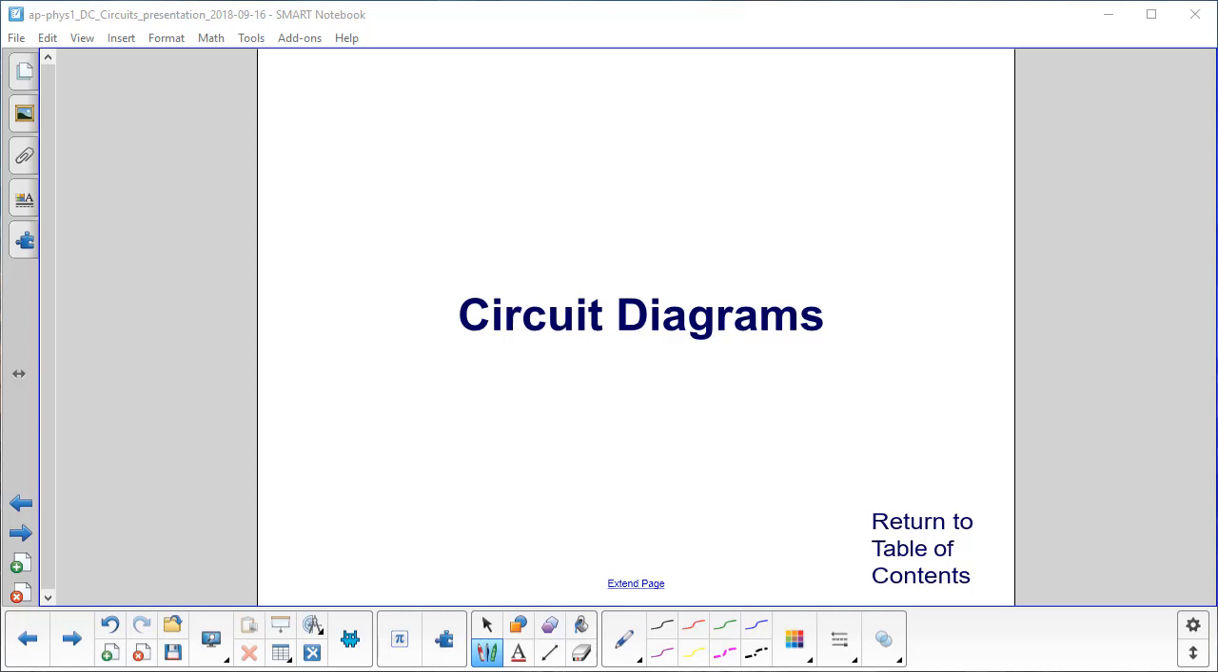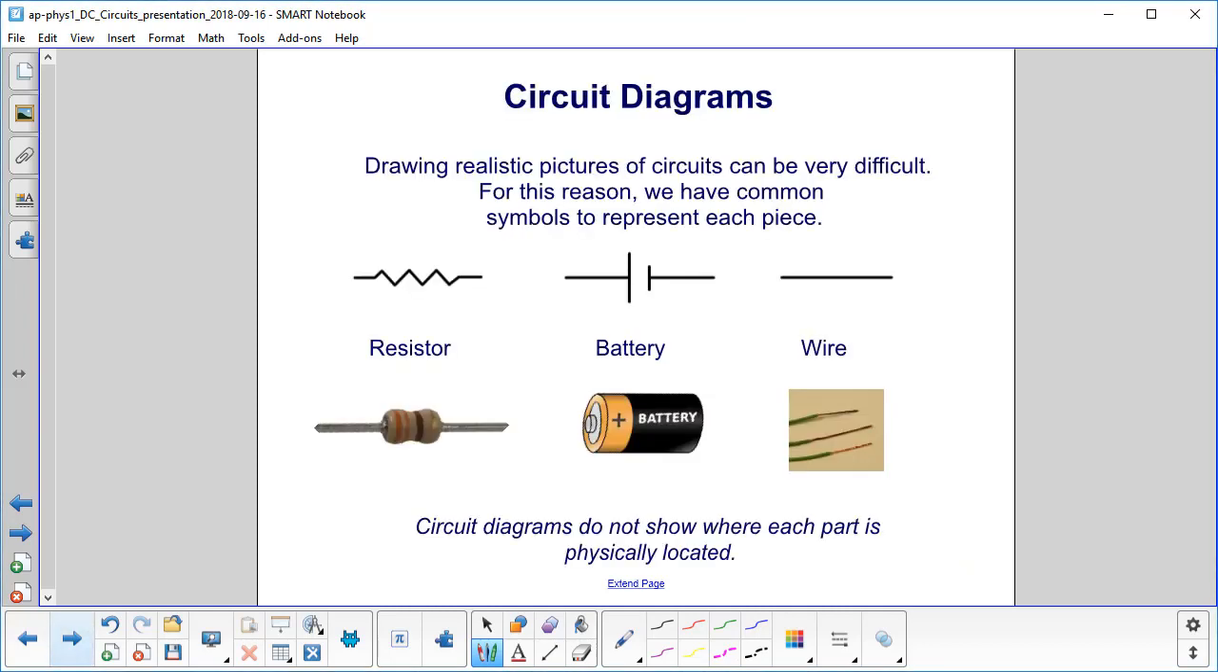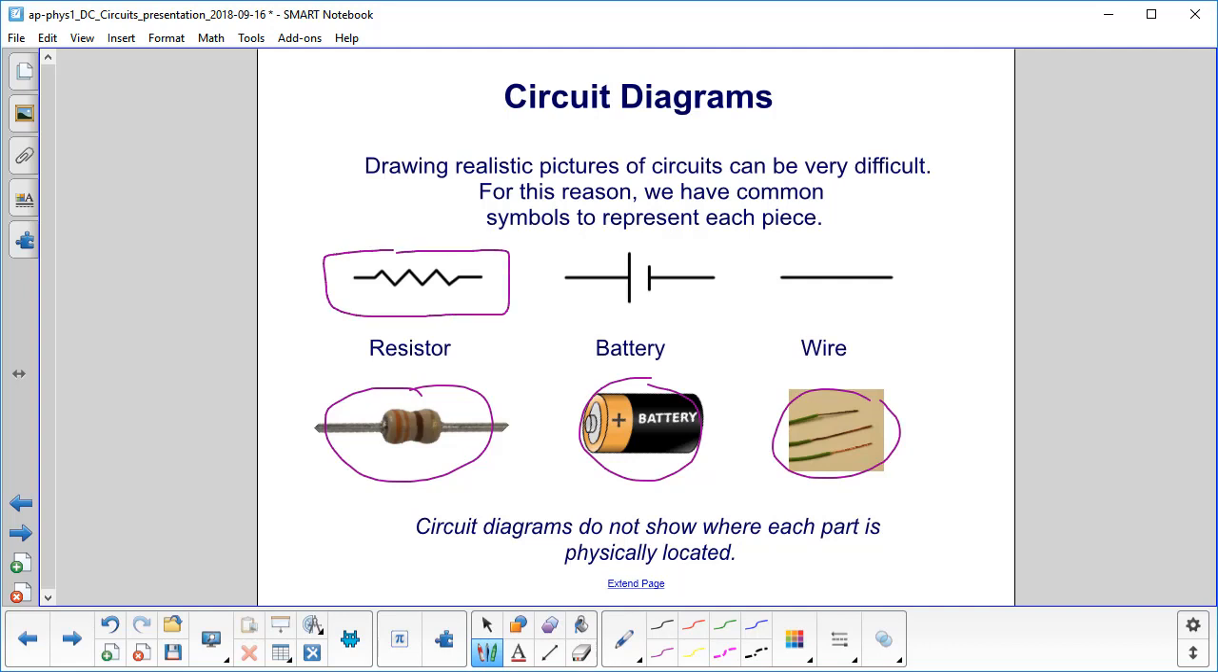Circuit diagrams. Drawing realistic pictures of circuits can be very difficult, right? Here's what a resistor really looks like here. Here's a battery. Here's various wires. So we have symbols. This is the symbol for a resistor.